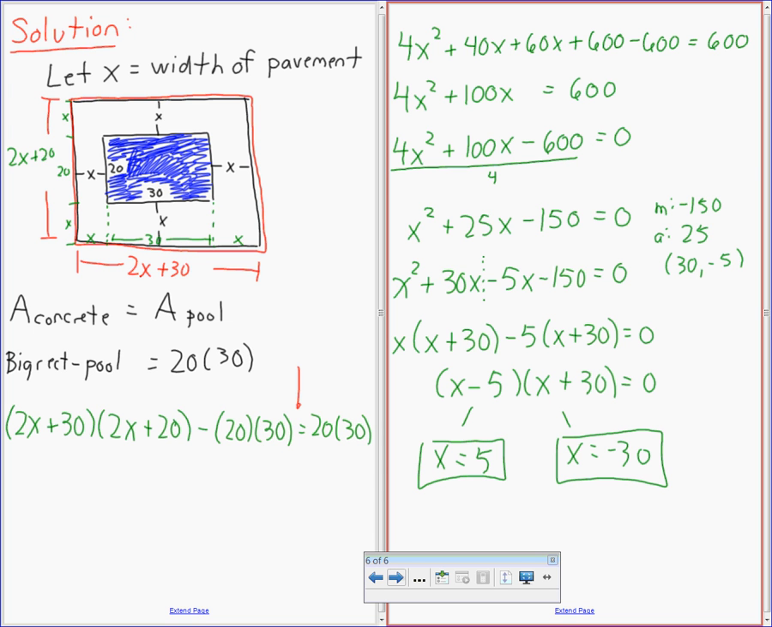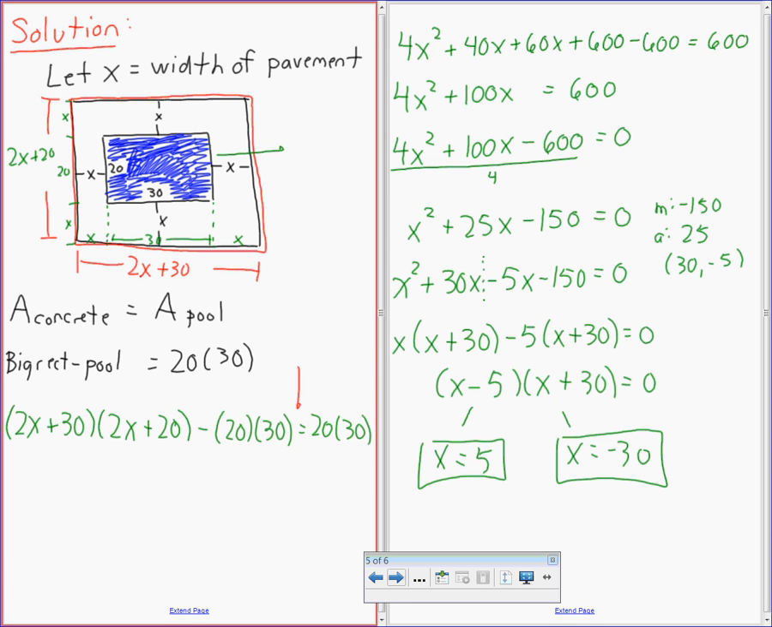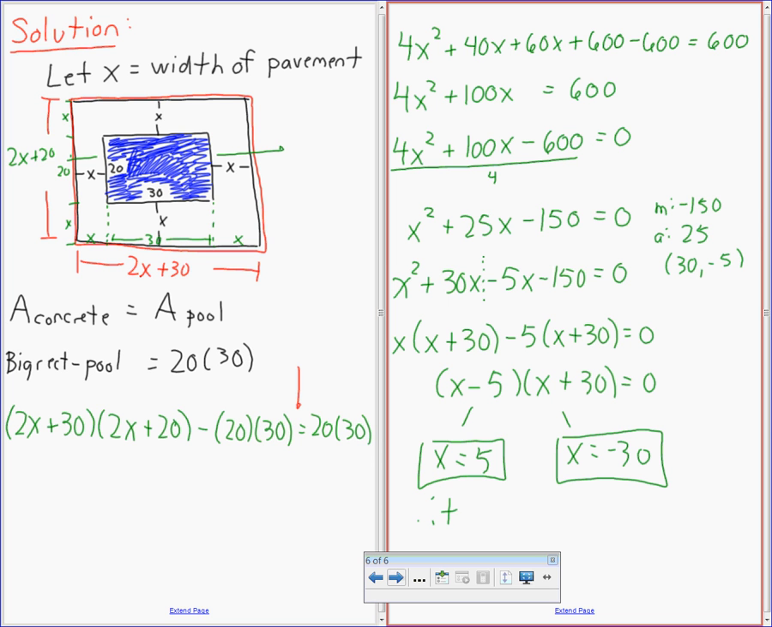Okay, Calvin, what's my length? What's the width of the pavement going to be? It's going to be 5. Negative 30 is out. What a negative 30 width would be, instead of moving positive to the right this way, we'd just be making our width all the way over the opposite side of the pool, which is no good. So we'll then end up and say, therefore, the width of the pavement is 5 meters.